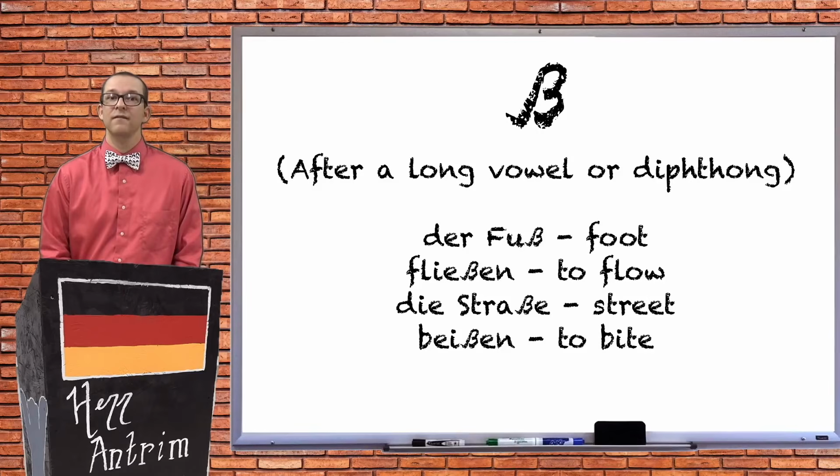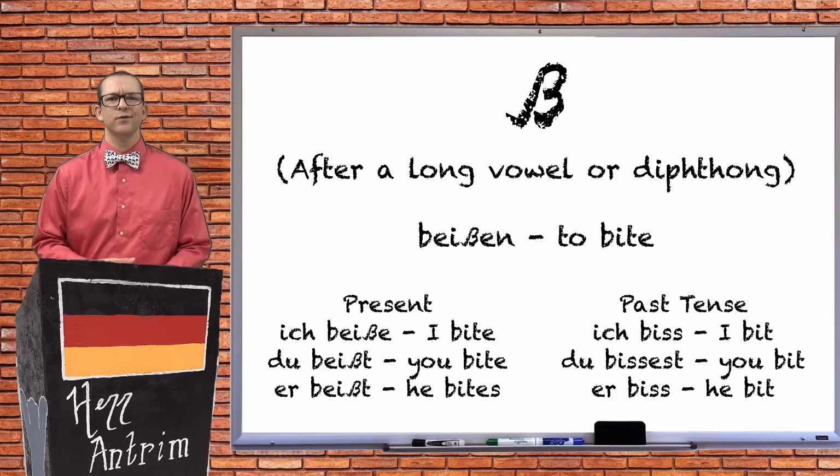Fuß, fließen, Straße, beißen. Let's take a look at the verb beißen. The present tense uses the S-set for all of its forms. That's because there is a diphthong before the S-set. Ich beiße, du beißt, er beißt. In the simple past tense, all of the forms take a double S because it's preceded by a short vowel. Ich biss, du bissest, er biss. See? Everything follows the rules.